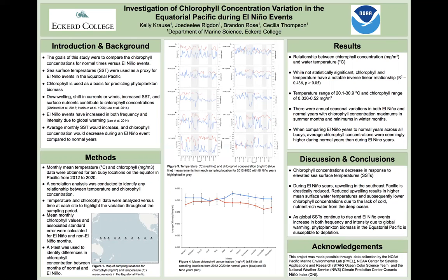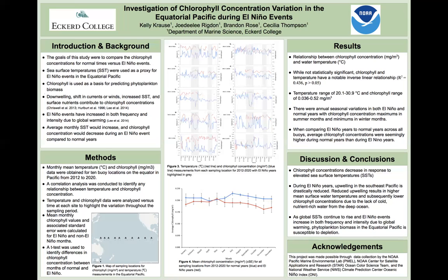So we obtained our data from the TAO/TRITON array, and we had 10 sampling locations across the equatorial Pacific for both temperature and chlorophyll concentrations, as you can see in figure 1. A correlation analysis was also conducted to identify the relationship, or if there was one, between temperature and chlorophyll concentrations. And then the temperature and chlorophyll data were also analyzed versus time at each site to highlight the variation throughout the sampling period of both temperature and chlorophyll.